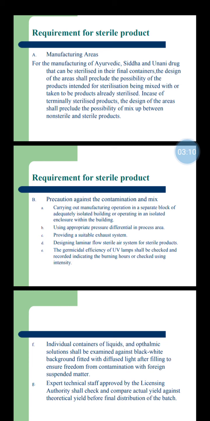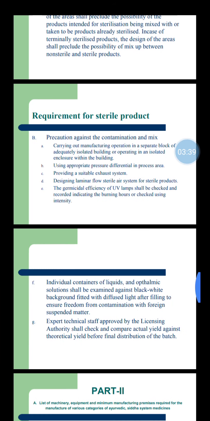First, carrying out the manufacturing operation in a separate block of an adequately isolated building, or operating in an isolated enclosure within the building. Very important thing: carrying out the manufacturing operation in a separate block of an adequately isolated building or in an isolated enclosure within the building. Next, using appropriate pressure differential in the process area.